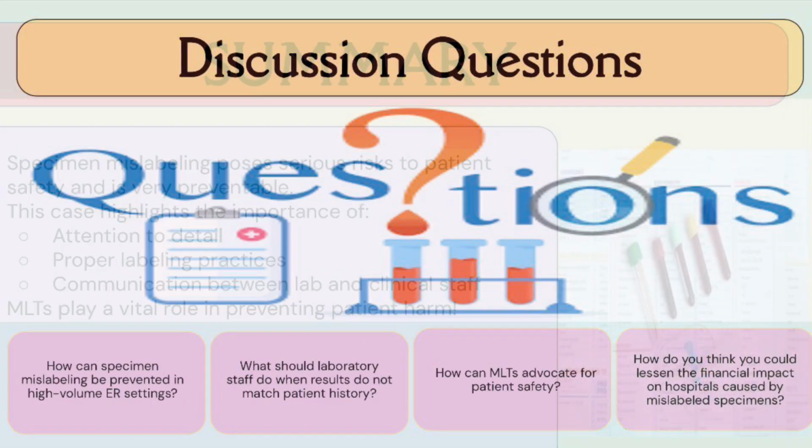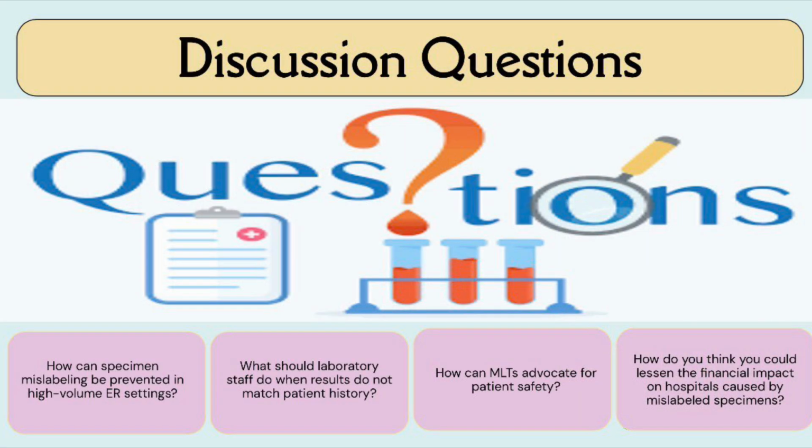The discussion questions. Question 1. How can specimen mislabeling be prevented in high-volume ER settings? Question 2. What should laboratory staff do when results do not match patient history? Question 3. How can MLTs advocate for patient safety? And lastly, the final question. Question 4. How do you think you could lessen the financial impact on hospitals caused by mislabeled specimens?